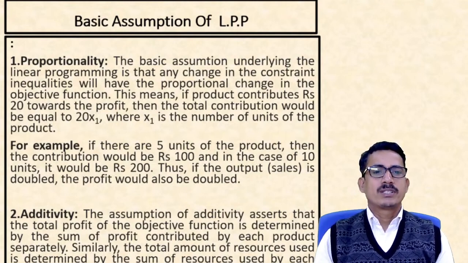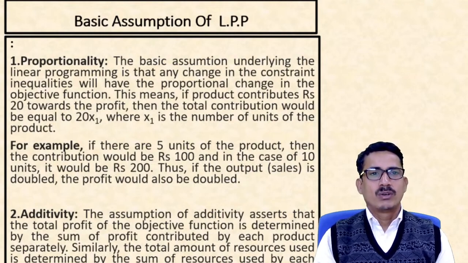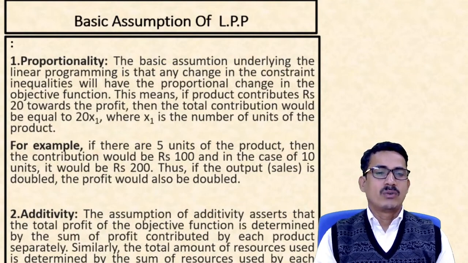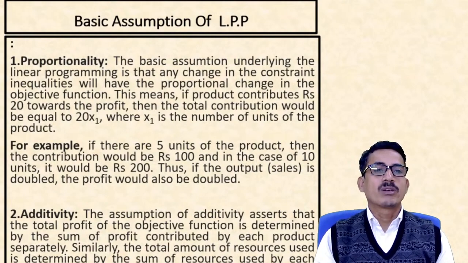So the additivity concept says the total profit of the objective function. I will tell you in the next class, there are always three steps in linear programming problems: one is the objective function, one is the subject-to constraints, and one is the non-negative constraint. The objective function is always highlighted in the form of a function. What does the form of a function mean? Mathematically, y is equal to f of x.